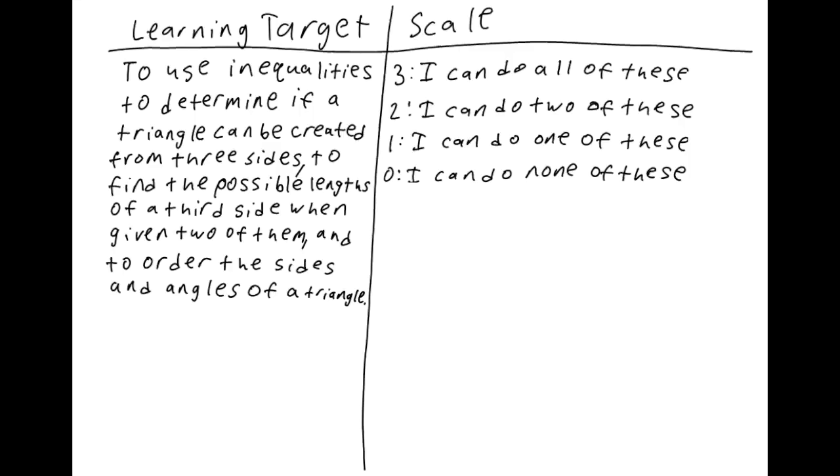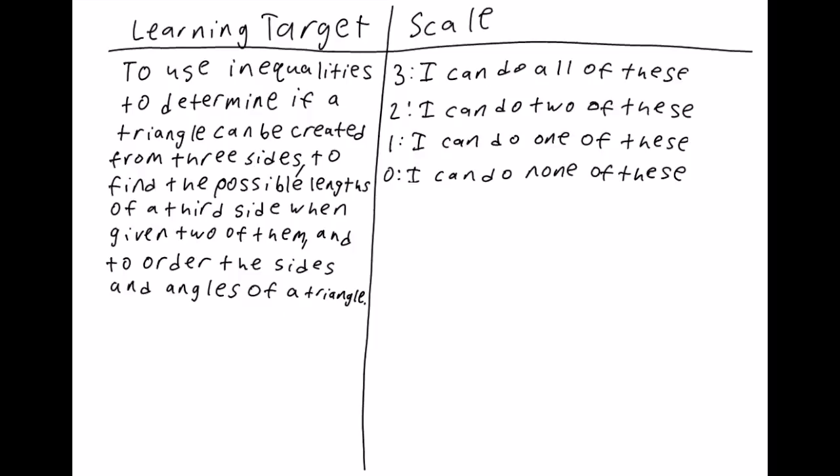Let's just move on. The learning target for today is sort of three parts. We're going to be using inequalities to determine if a triangle can be created from three sides, to find the possible lengths of a third side when given two of them, and to order the sides and angles of a triangle. So we're doing three different things.